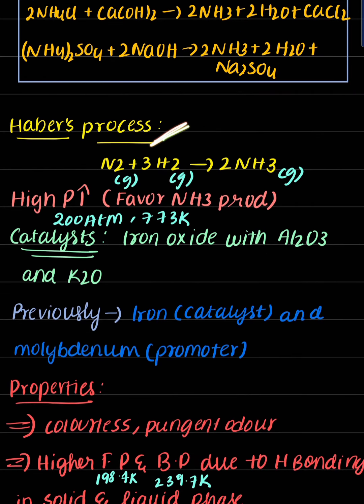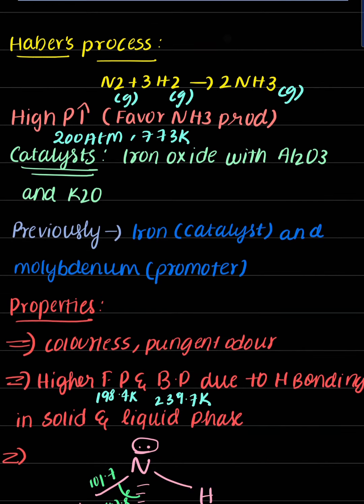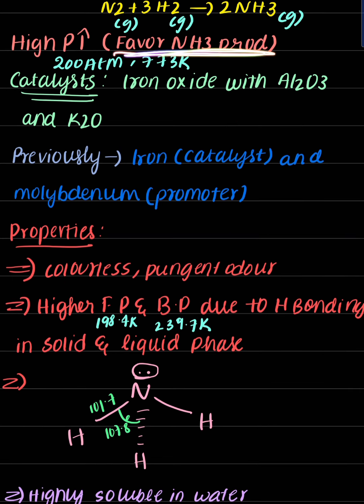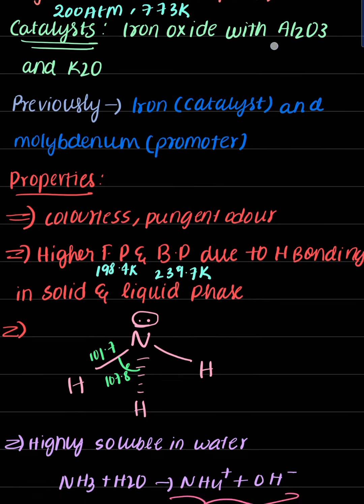And now on a more commercial, larger scale, Haber's process. So Haber's process is when dinitrogen reacts with hydrogen to form ammonia. Now we all know Le Chatelier's principle, where high pressure favors the reaction going towards the side where fewer gaseous moles are present. So that means it would favor the production of NH3. That's why this reaction happens at a pressure of 200 atm, very high pressure in general, and the temperature is around 773 Kelvin.